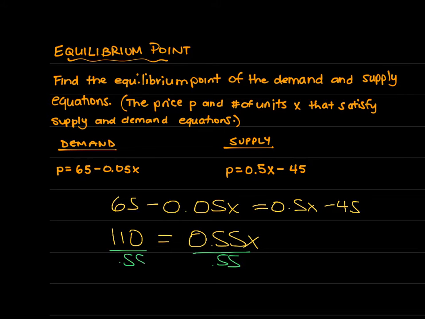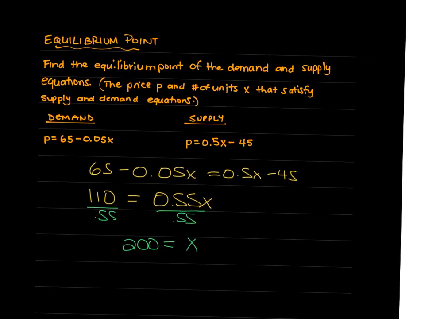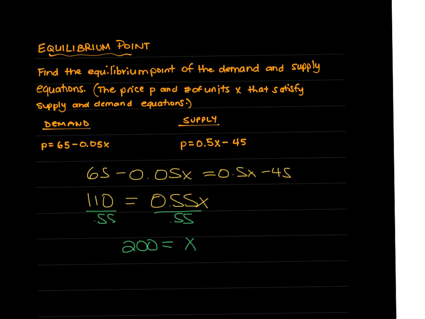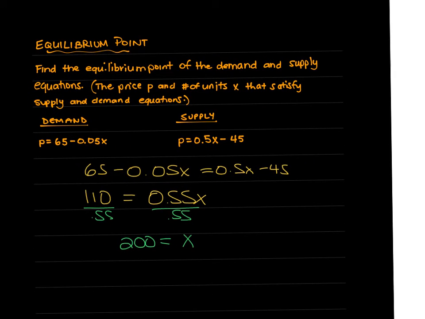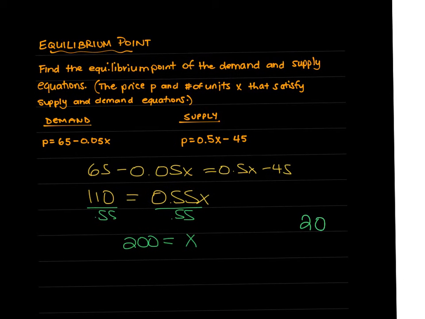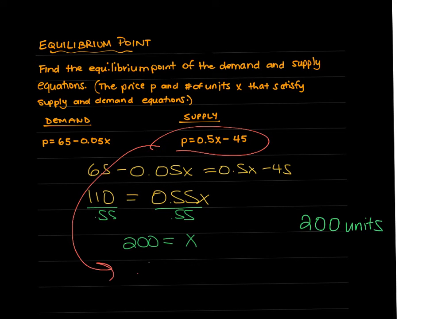So this is 200. So that is the number of units you need to sell, which is half of your answer. The other half is at what price should you sell those units. So how would I find that? Just take and plug it back in. It doesn't matter which one you plug it back into. If I use this one, I'd get 0.5 times 200 minus 45, or 100 minus 45, which is 55.